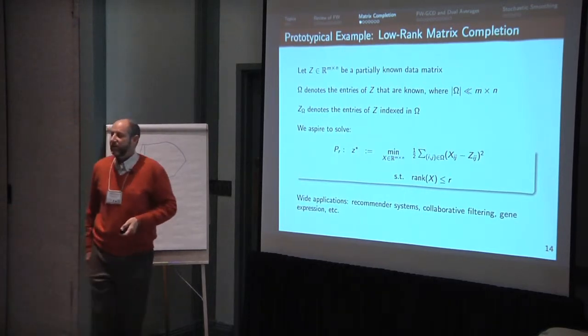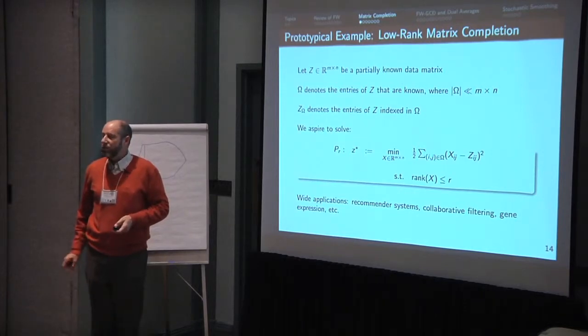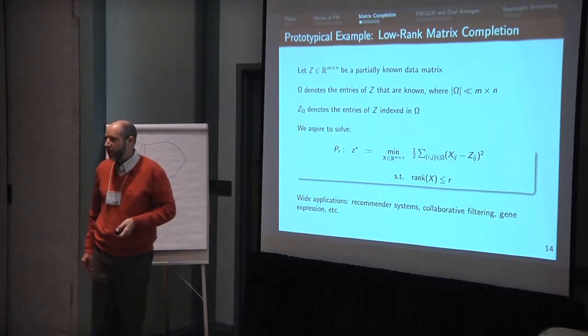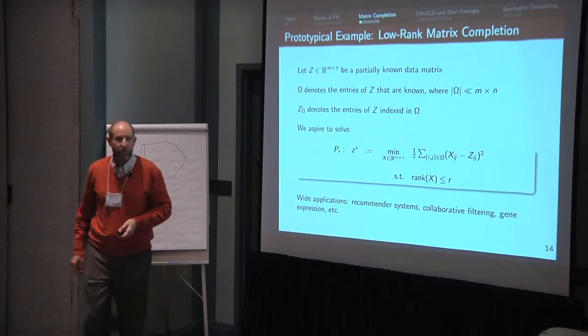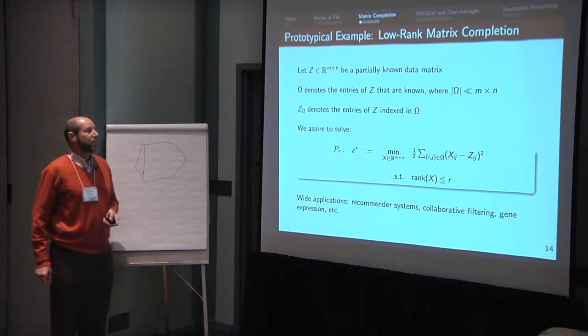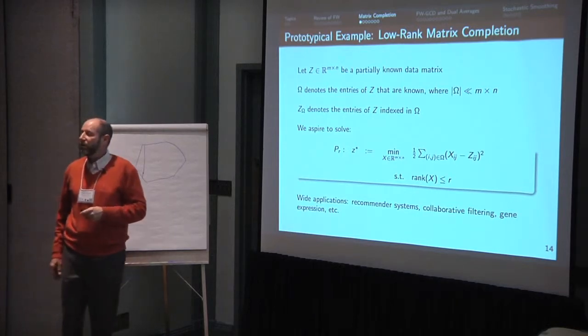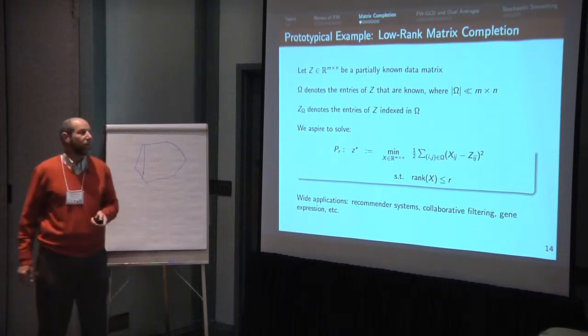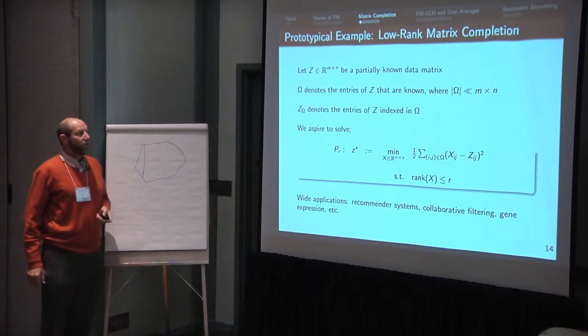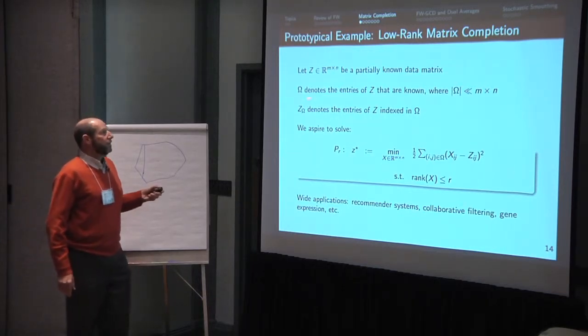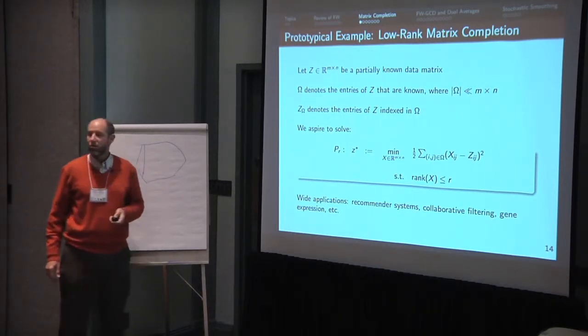So let me just review what probably many of you in this room know, but presumably some of you in this room don't know, which is low-rank matrix completion. And again, this is just an example of the good use of the Frank-Wolfe method. So let Z be a partially known data matrix. Let omega denote the entries of Z that are known.